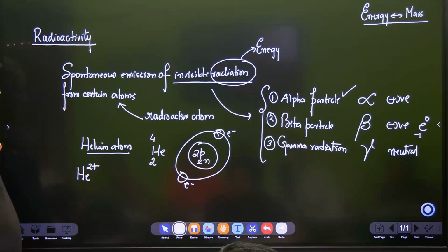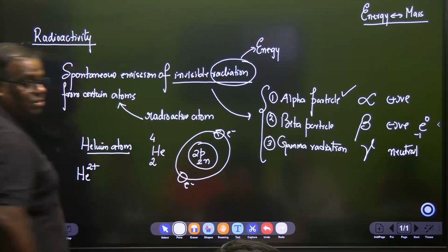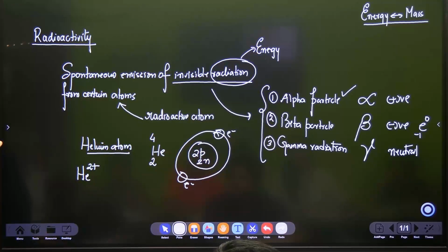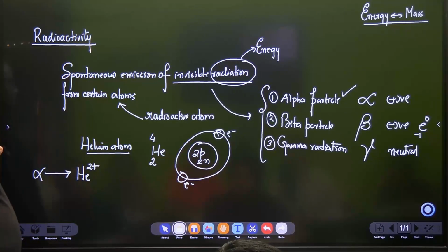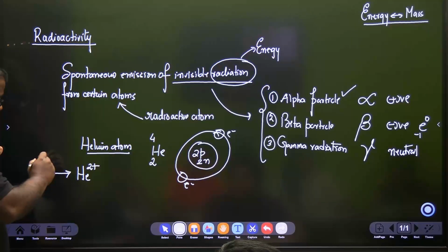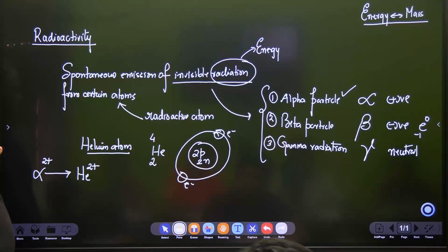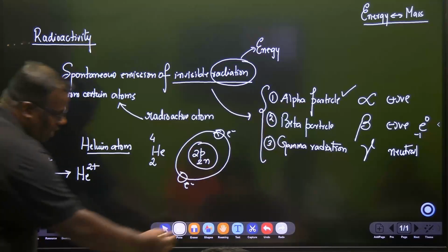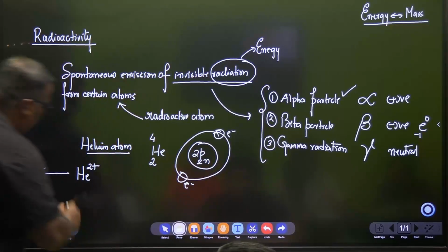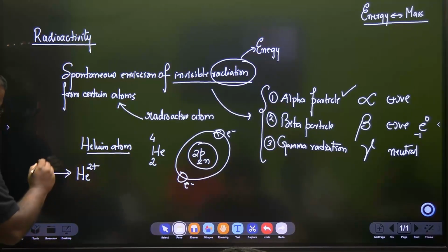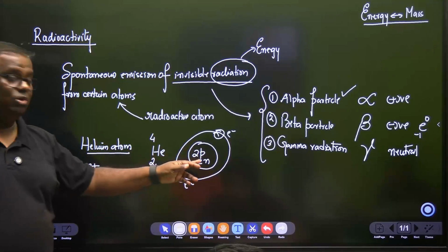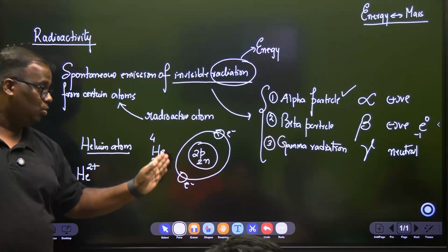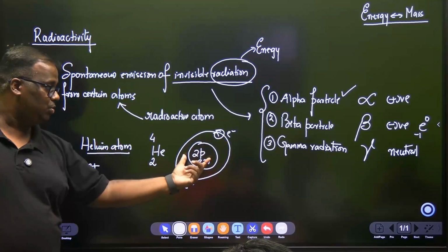Have you understood? Helium becomes two positives, two negatives gone, so the two positives appear. It's no more neutral. An alpha particle is similar to this. That means an alpha particle has two positive charge, and I can write it like this: an alpha particle has two positive charge and a mass number of 4u. Why? Because it is the helium atom whose two electrons have been lost, so the nucleus is retained.